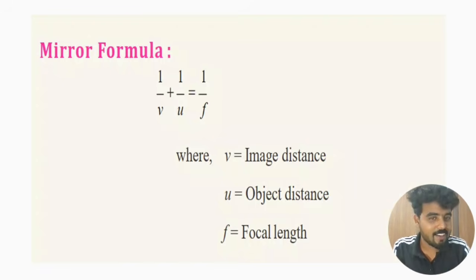We already know something. U is object distance. V is image distance. U is always negative. V may be positive when the image is formed upwards. V may be negative when the image is formed downwards. It is based on the position of the image formed. Now, f is the focal length. Okay. Now, we are going to the next one.